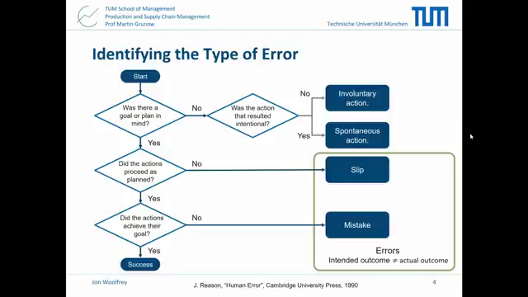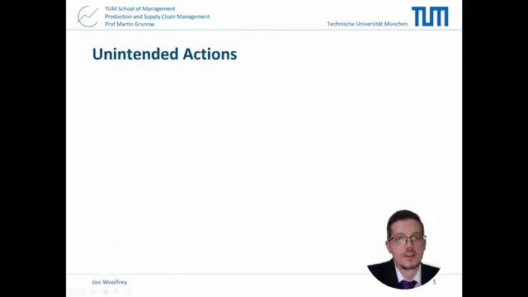So an error occurs when there is a difference between an intended outcome and our actual outcome. So when we have a goal in mind, but then we don't achieve that goal. You'll see that there are a few actions in there that don't constitute human error. The first lot of problems are unintended actions. These aren't errors because there is no disconnect between intention and outcome. But nevertheless, they're still a problem, and how can we address them?